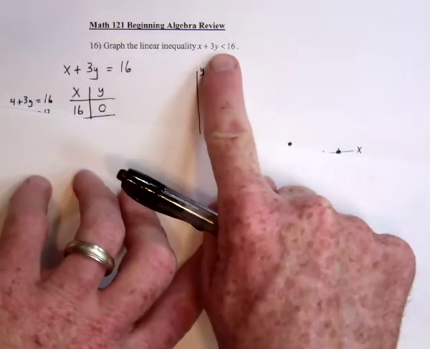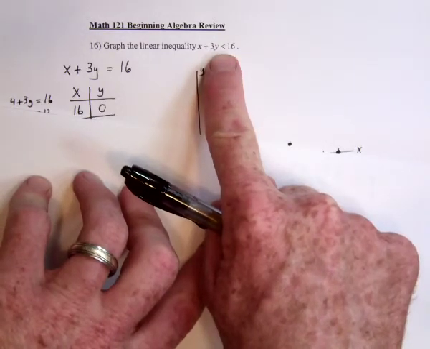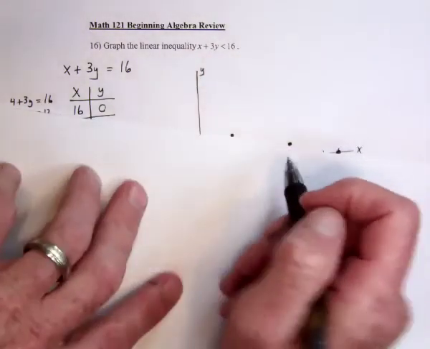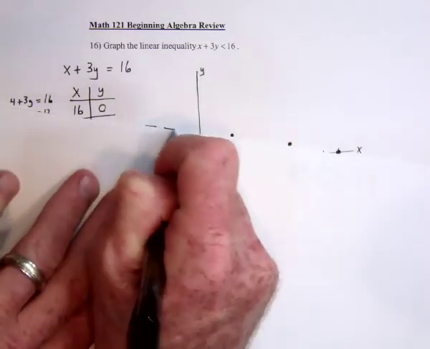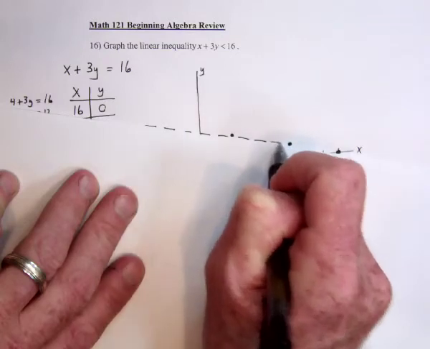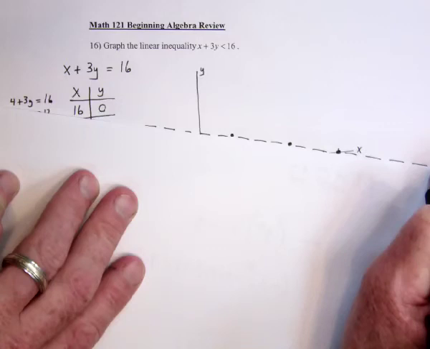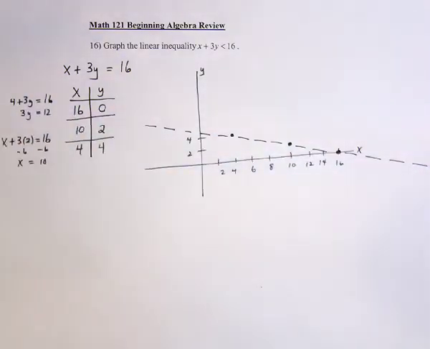If this does not have an equals in it, like this one, then to represent that idea, you use a dotted line. If the original problem would have had less than or equal or bigger than or equal, then you go ahead and use a solid line. But when it doesn't have an equals in the inequality, use a dotted line.